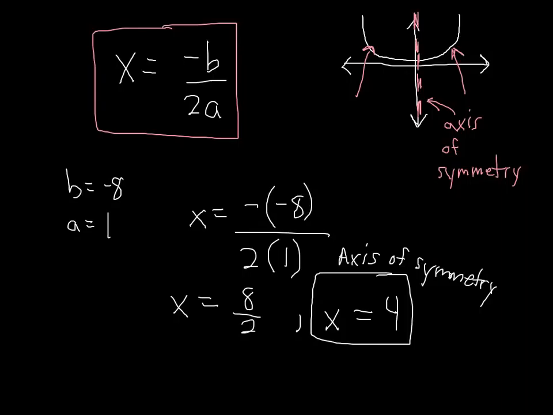So once you have your axis of symmetry, x equal to 4, you can plug that into your y equation, which was y equal to x squared minus 8x plus 14. You're going to plug in your point where the axis of symmetry is. So I'm going to plug in 4 for x and find what y is.